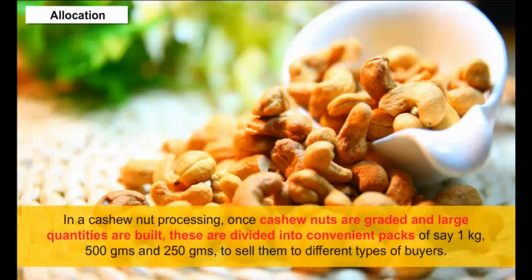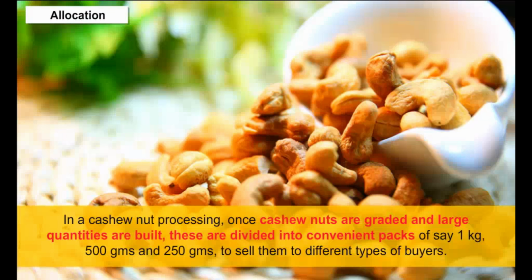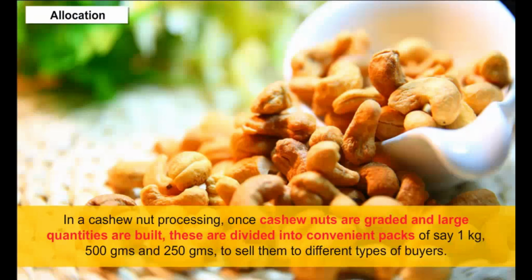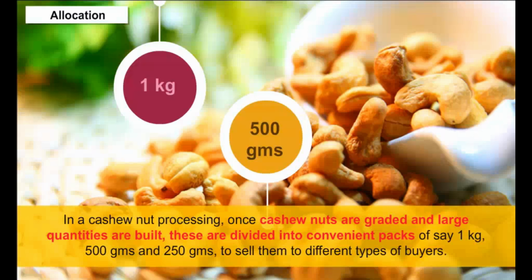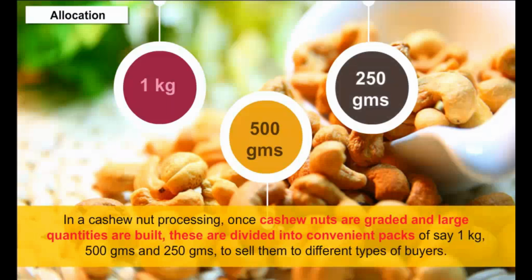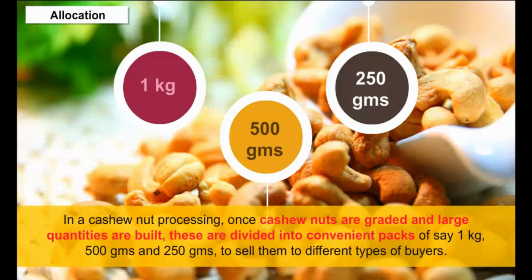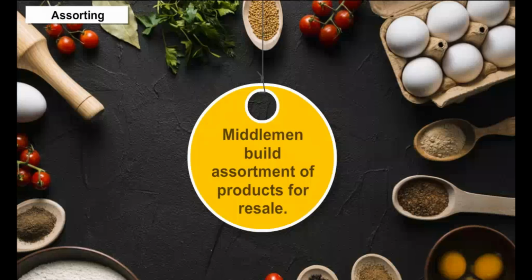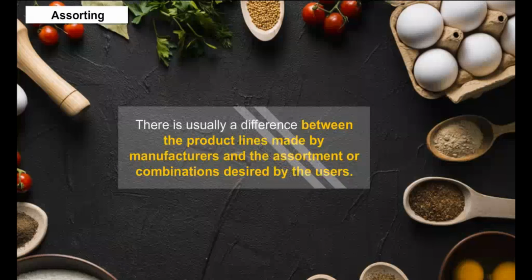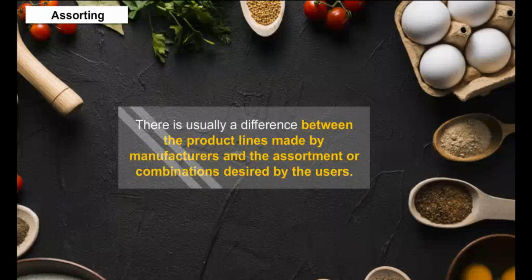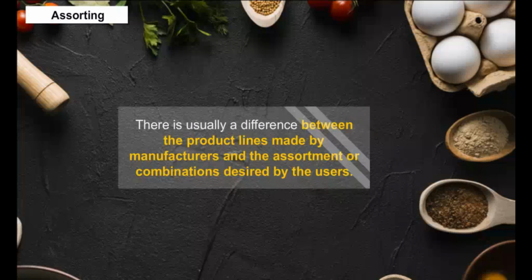For example, in cashew nut processing, once cashew nuts are graded and large quantities are built, these are divided into convenient packs of say 1 kilogram, 500 grams and 250 grams to sell them to different types of buyers. Assorting. Middlemen build assortment of products for resale. There is usually a difference between the product lines made by manufacturers and the assortment or combinations desired by the users.